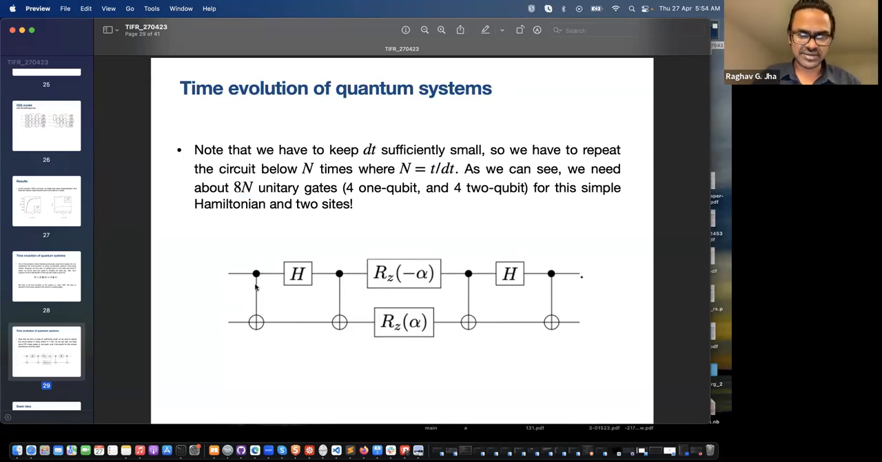So this is the first gate, CNOT, H, CNOT, CNOT, H, CNOT, RZ, RZ. There are 8 gates, and 4 of them are 1-qubit gates, which are H, H, RZ, RZ, and there are 4 2-qubit gates, which are CNOT gates. So for this very simple Hamiltonian on 2 sites, if I want to really do time evolution properly, I have to use 8n gates, where n is the number of times I do time evolution. So if I break it into 30 steps, that is 240 unitary gates. If I go to 3 sites, the cost becomes very large.